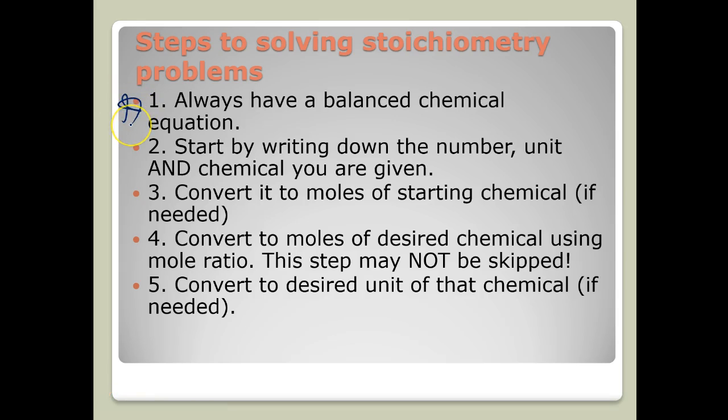Always have a balanced equation first. Start by writing down the number, the unit, and the chemical. If it's not given as moles, convert it to moles first, using what we know about moles. Then convert from moles of what you have to moles of what you want using the mole ratio. You may not skip this step. This is what makes it stoichiometry. And then, if they want something other than moles in the desired unit, say they want grams, you convert to that.